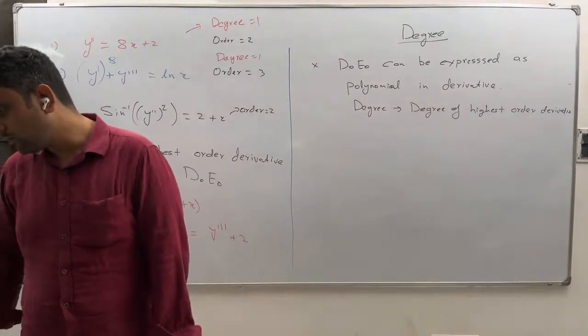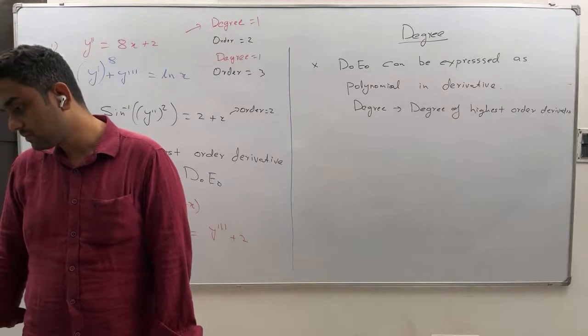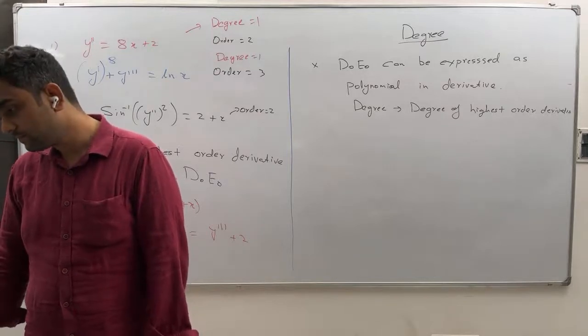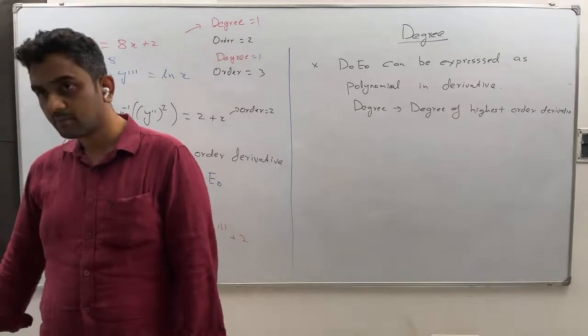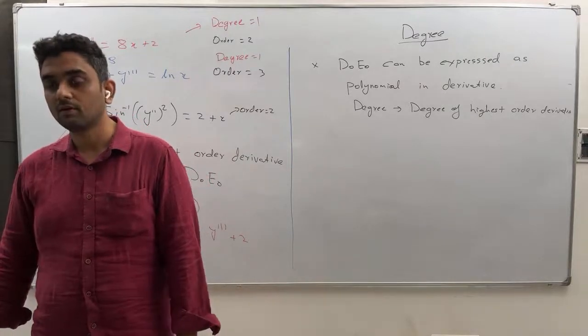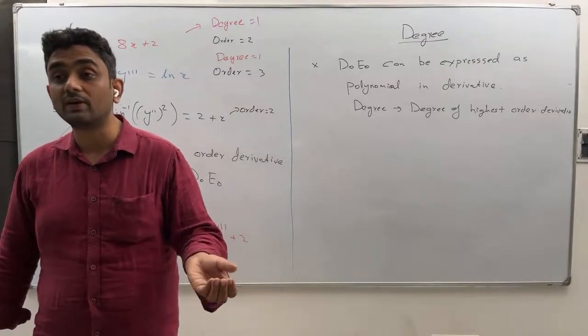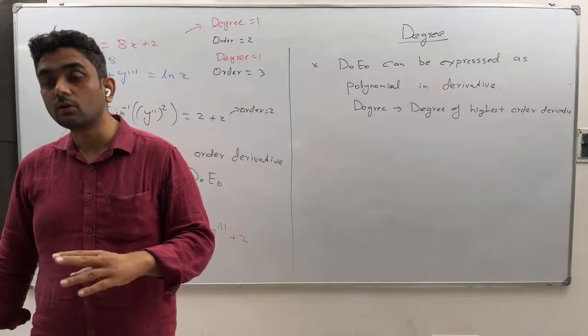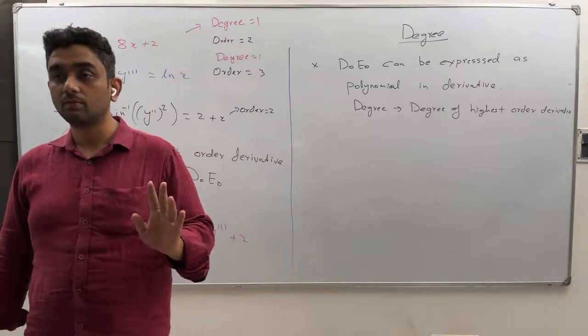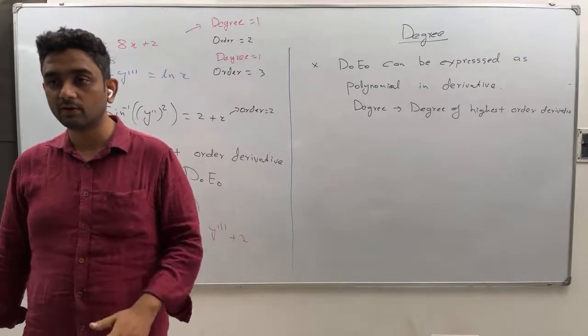Dikshita, order of fifth one. Degree? Degree is defined. 1. See, it should be a polynomial of derivative. Sine and cos of variable is accepted, but not for derivative. Only for derivatives.